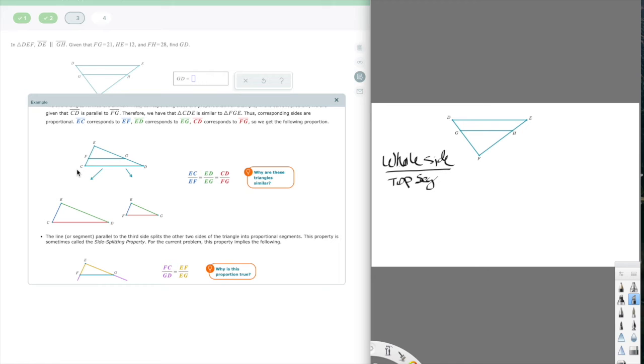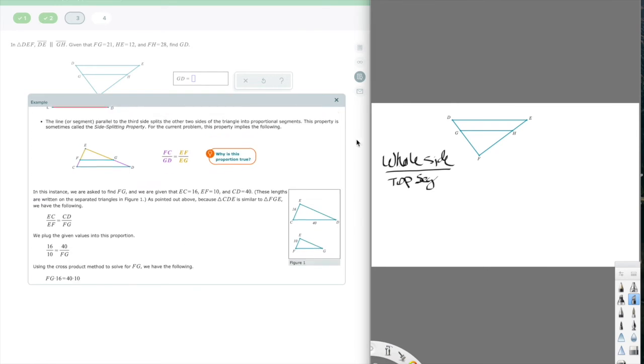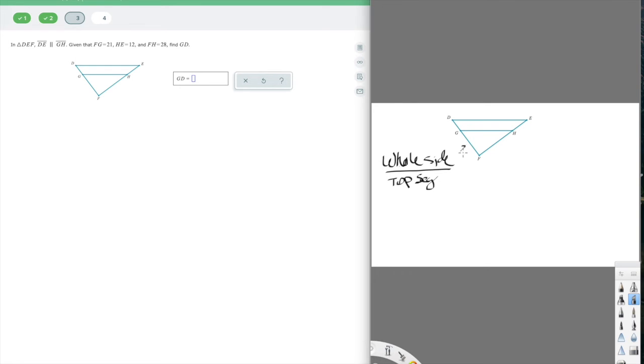So we can use this proportion here to help us solve for some of the missing pieces. So let's go ahead and take a look at this one. We know that the sides are parallel. D is parallel to GH. And then FG is 21. HE, which is this one down here, is 12. FH is 28. And they want us to find GD, which is this piece here. So they want to know, what is that piece over there?